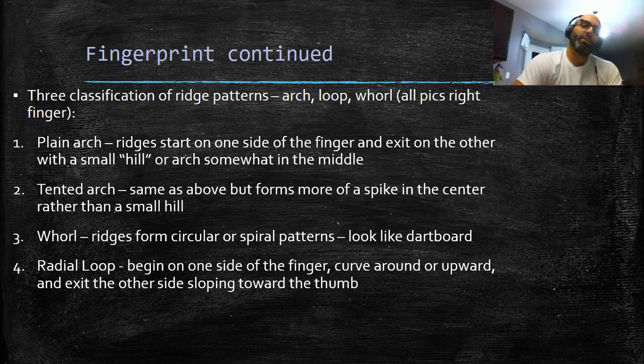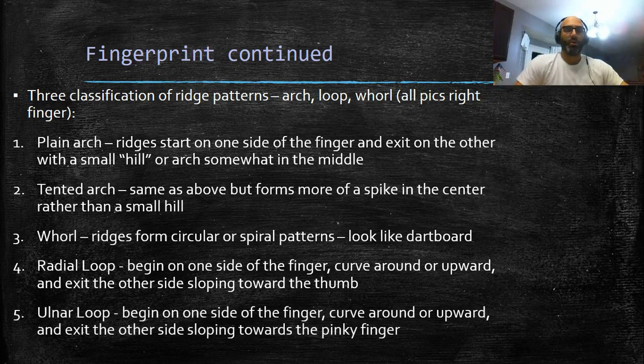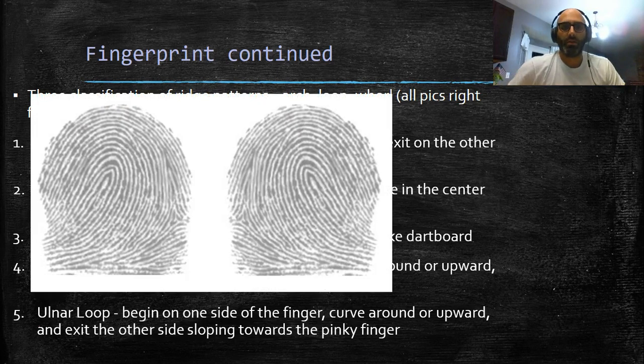But they begin on one side of the finger, and they actually curve around, upward, and then down sloping to form towards the actual opposite end. In a radial loop, the loop itself will point in the same side of the hand as the thumb, towards the radius. The ulnar loop is the opposite. Does the same thing, curves, forms that loop, however, the loop slopes towards the pinky finger rather than towards the thumb. And the pinky finger is directly next to the ulna.